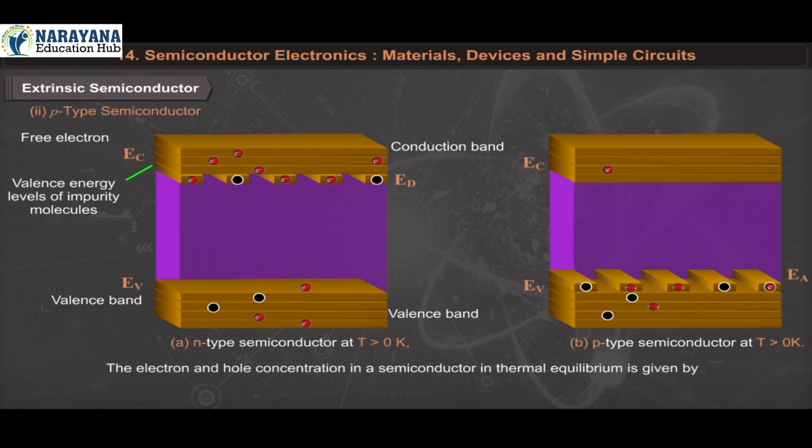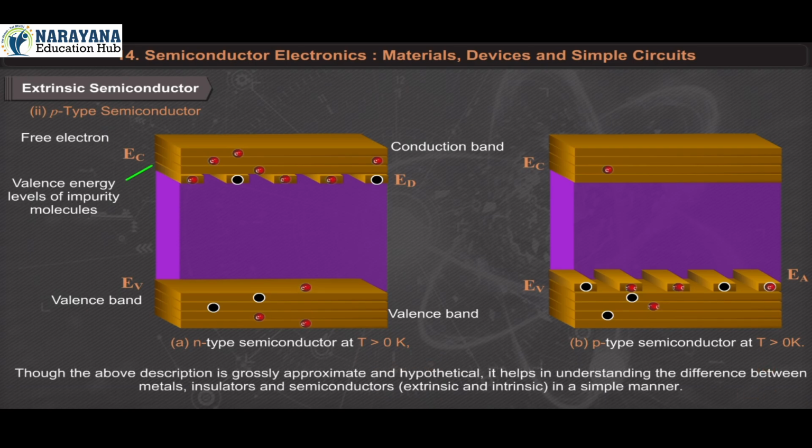Thus, at room temperature, the density of holes in the valence band is predominantly due to impurity in the extrinsic semiconductor. The electron and hole concentration in a semiconductor in thermal equilibrium is given by Ne × Nh = Ni². Equation 5. Though the above description is grossly approximate and hypothetical, it helps in understanding the difference between metals, insulators, and semiconductors, that is extrinsic and intrinsic, in a simple manner.